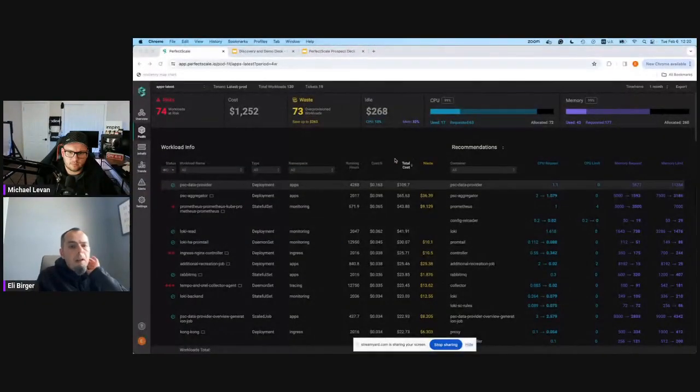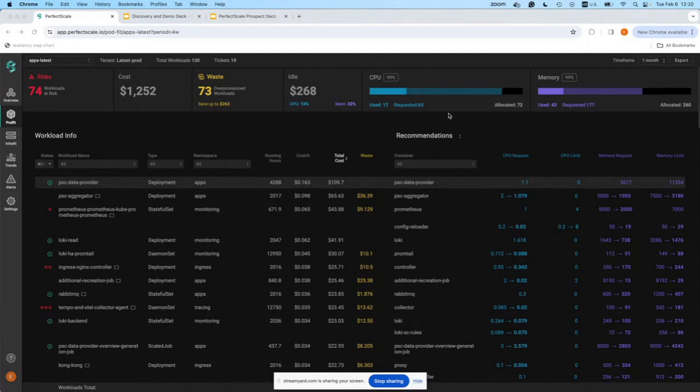So, as we said, this cluster is extremely over-provisioned on one hand, but has resiliency issues on the other hand. And this is a very, very typical story. We see it across all the clusters that are first onboarding to PerfectScale, nearly without any exceptions. Okay, so let's start with the resiliency. Let's start looking at how we can detect the problems, and then we will address the waste.